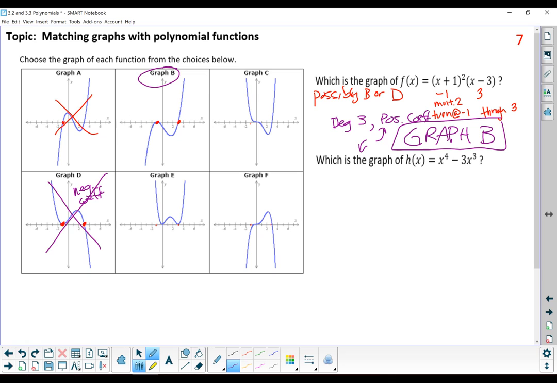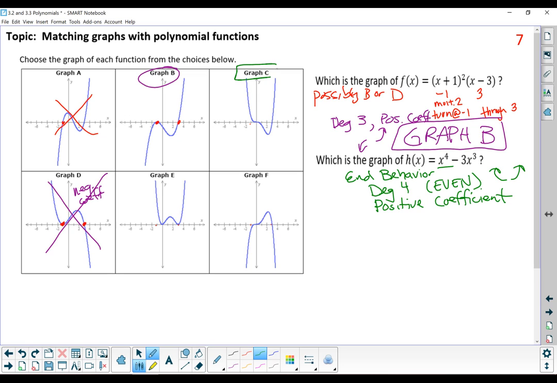All right, so then our next polynomial is not factored. So I might first look at the end behavior because end behavior is easiest to see from standard form. This is degree 4, so that's even, and this is definitely a positive coefficient. So that means both ends would be up high. So it looks like we have the possibility of graph C or graph E. Graph F, both ends are down. So it cannot be F, possibly E or C.